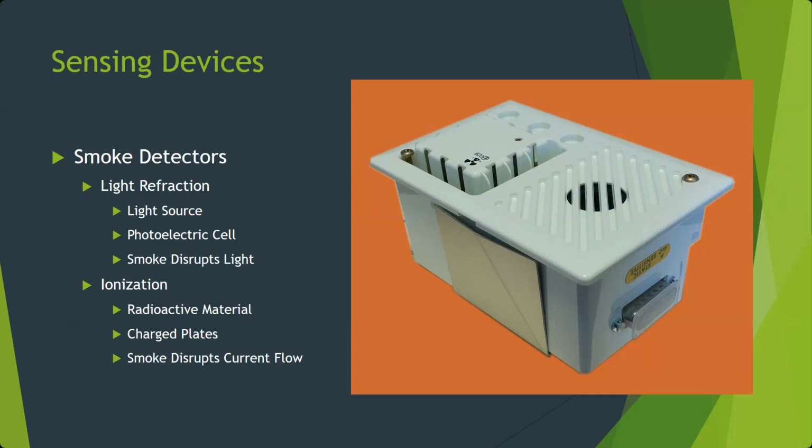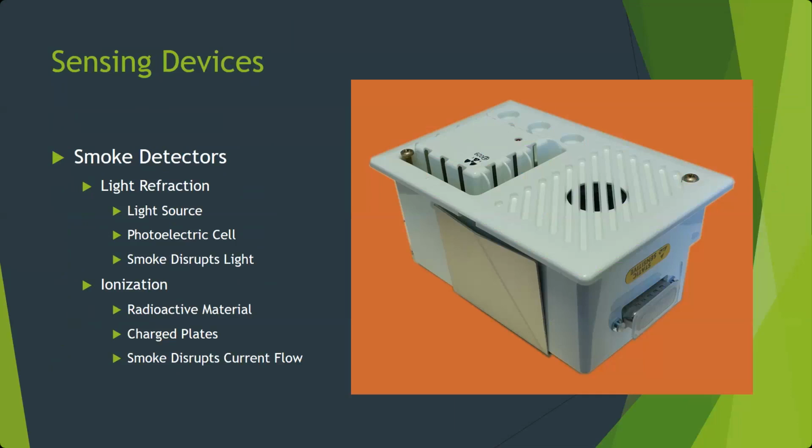Okay. So the first type, light refraction: inside, you have a light source and a photoelectric cell. So basically a light source and something sensing it. And they can work in roughly two ways. One is where you have the light source and the cell normally pointed at one another. And if you get enough smoke in there, it blocks that light from getting to the sensor. That's the less common form. A more common form is a reflection style. Okay, so that's a smoke disruption style.